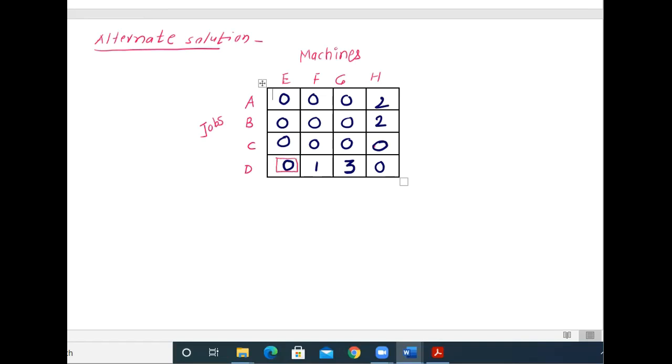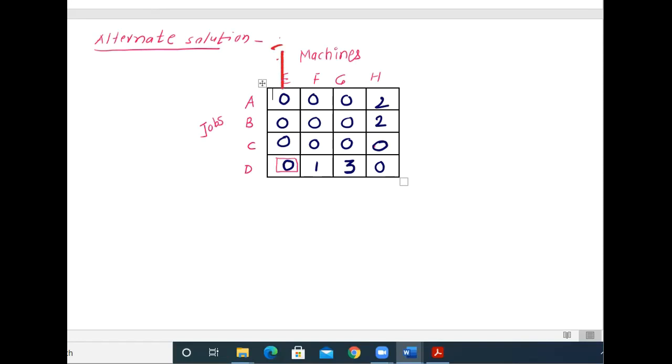Let us use it in a row. We are using an assignment in a row. And when we make an assignment in a row, we have to draw a vertical line that crosses all other zeros. Don't assign this job D again to another machine. Don't assign other jobs A, B, C to the same machine. So for that, we have to cross other zeros.